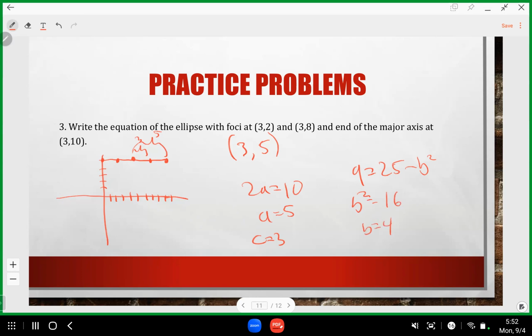Since the center is at (3, 5), we get (x minus 3) squared plus (y minus 5) squared is equal to 1. And that's going to be over 16 and 25 respectively. So that's the equation.